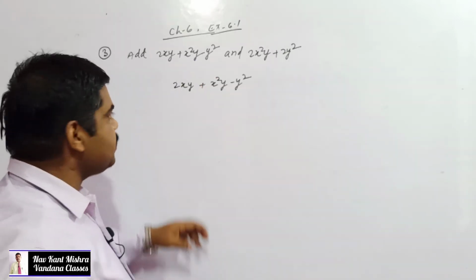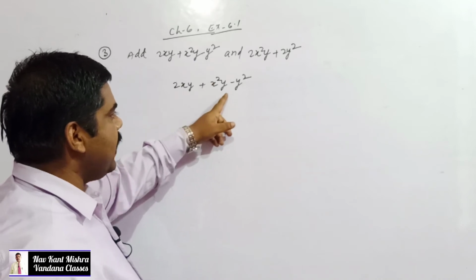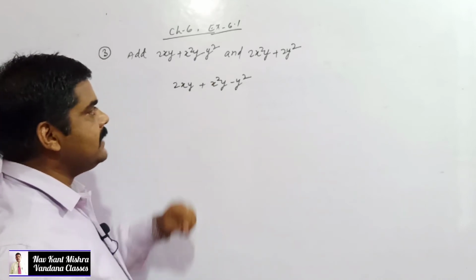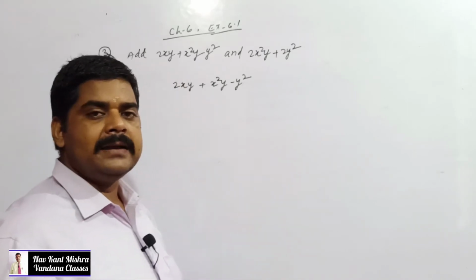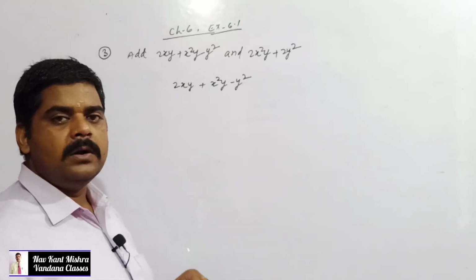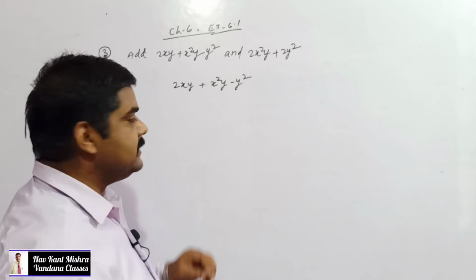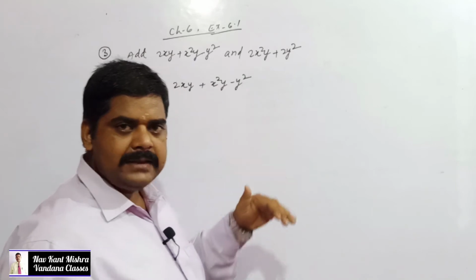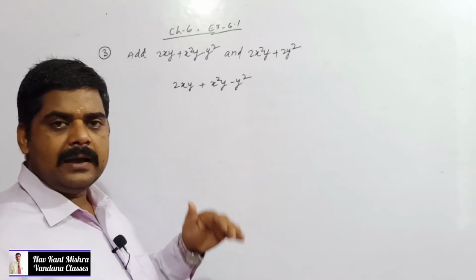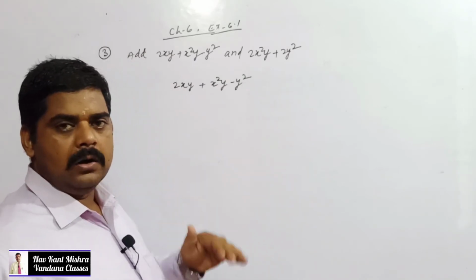The first expression is 2xy plus x squared y minus y squared, and you can just see the second expression. Since you know very well that addition occurs only in the case of like terms, you have to write the like terms in the same column.